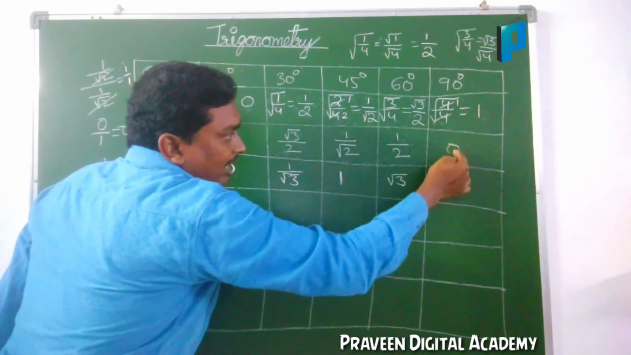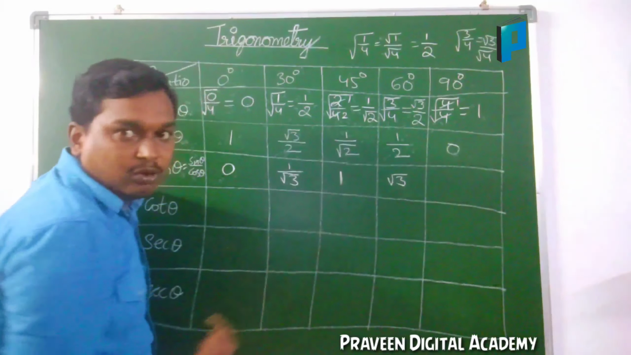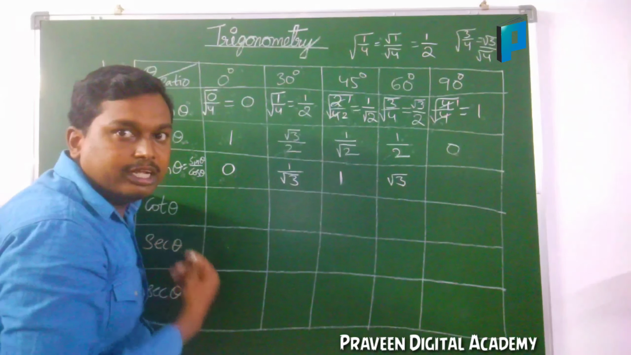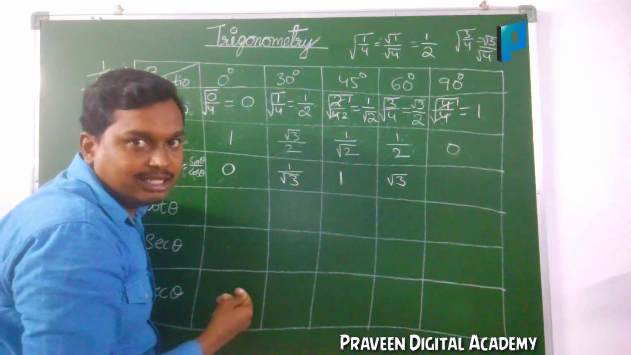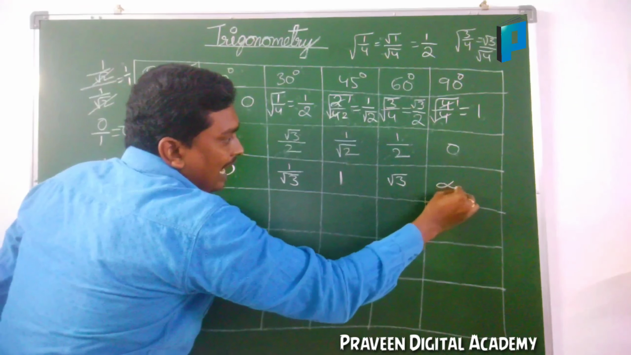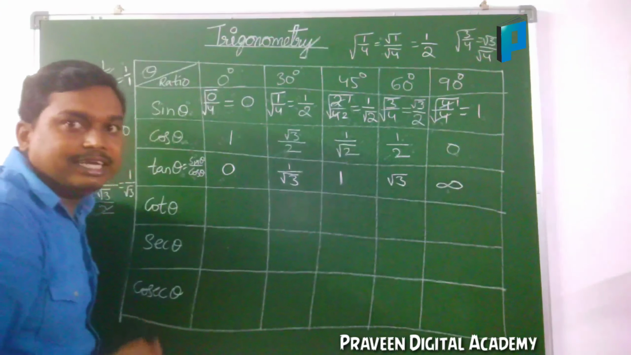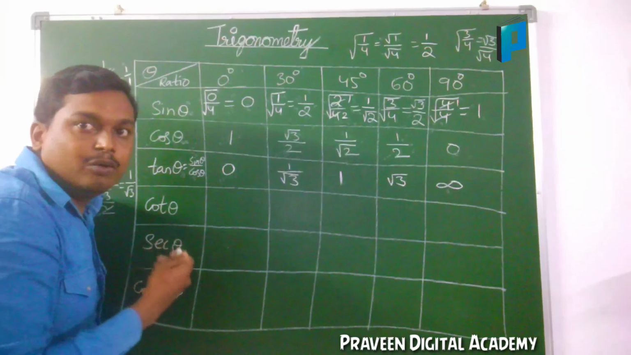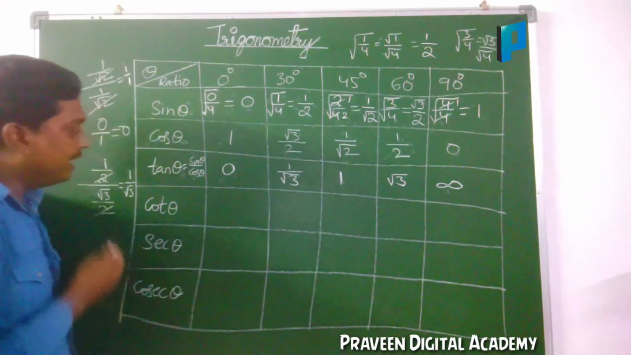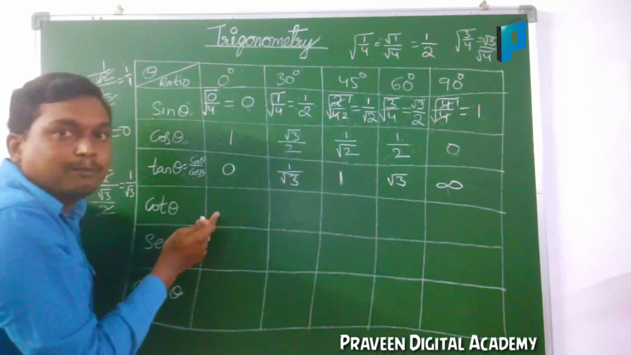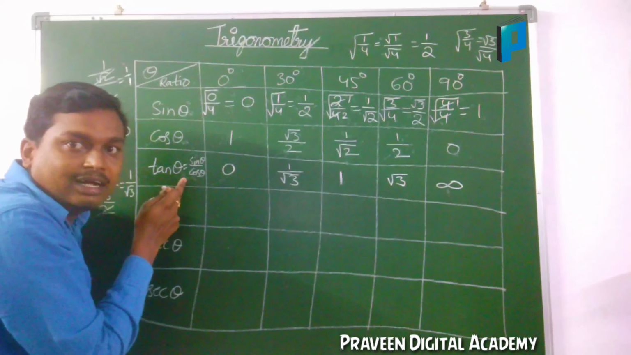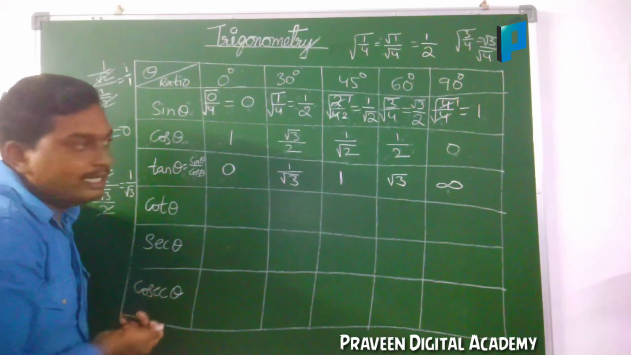Now dividing these both: 1 by 0. Denominator should not be 0. If the denominator is 0, we will get undefined, or you can say infinite. 1 by 0 is infinite. We got tan theta. If you reverse the numbers of tan theta, you will get cot theta.